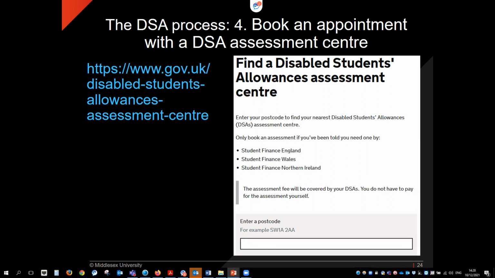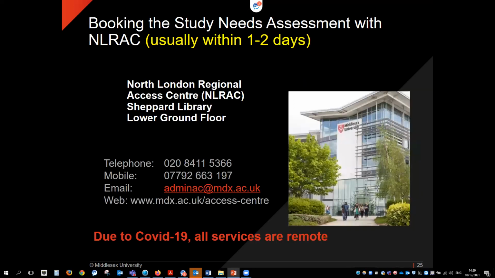If they enter a Middlesex postcode, the Needs Assessment Center at Middlesex University will be the first one to come up. If they enter their home postcode, another center will come up, but it's important to emphasize that it is the student's choice where to go. Okay, so the student has found the center, and they book through that center.